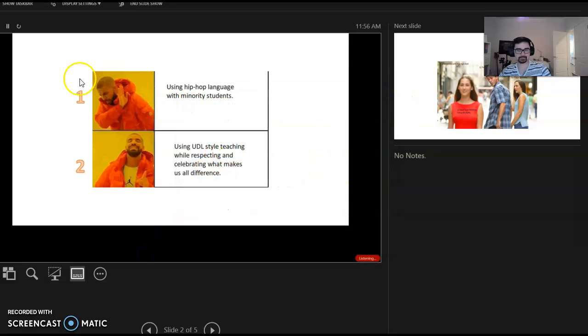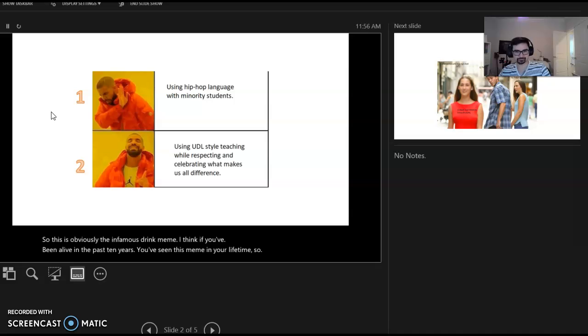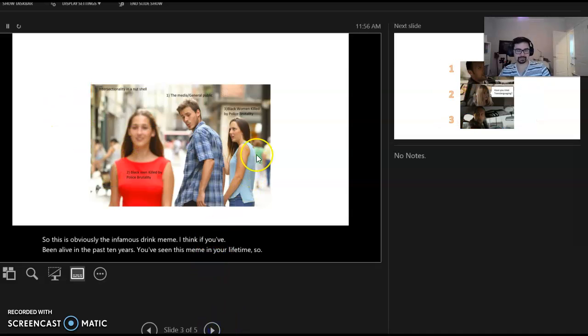Okay. So this is obviously the infamous Drake meme. I think if you've been alive in the past 10 years, you've seen this meme in your lifetime. So this is also another common meme where, I don't know what it's actually called, but it's the guy looking back, ignoring his girlfriend for another woman.